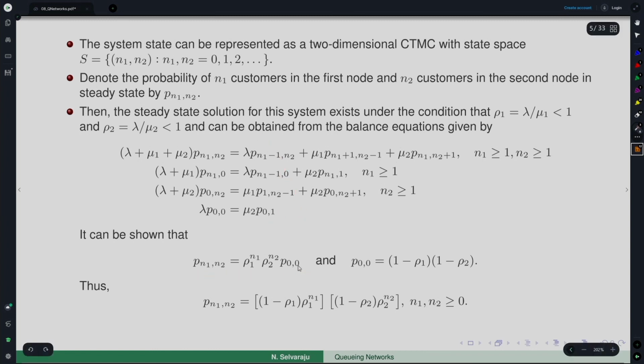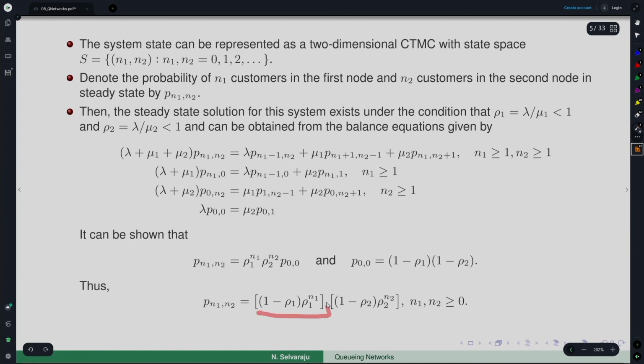Recursively, you can go back and obtain this relationship. And from the normalization condition, since we already know rho 1 and rho 2 are both strictly less than 1, P00 can be obtained as (1 minus rho 1) times (1 minus rho 2). Thus, the complete specification of P(n1, n2) is given by this.